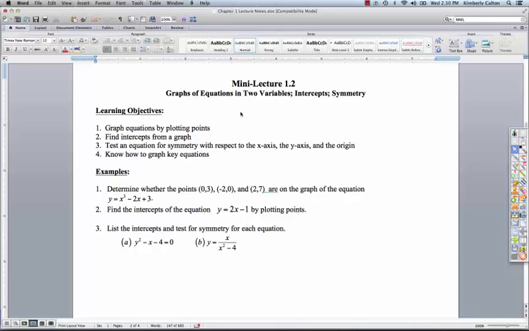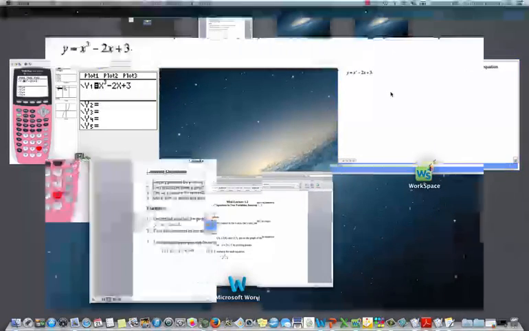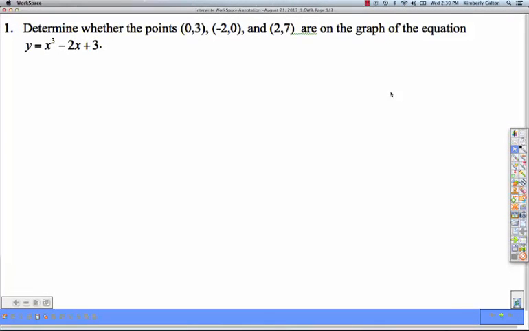So there are 3 examples here. We're going to go over each one. We're going to start with the first example. The first example says, determine whether the points (0, 3), (-2, 0), and (2, 7) are on the graph of the equation. The first thing we need to know is that all points are in the form (x, y). Once we know that, we can substitute x or y.